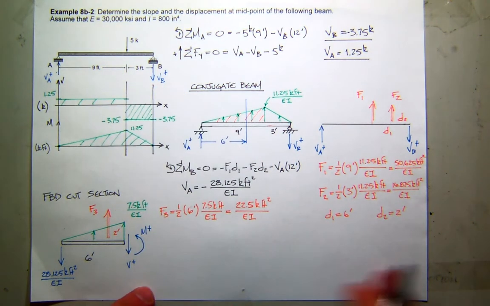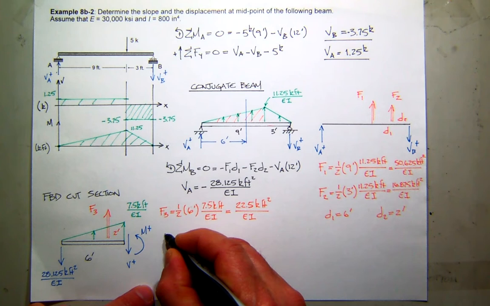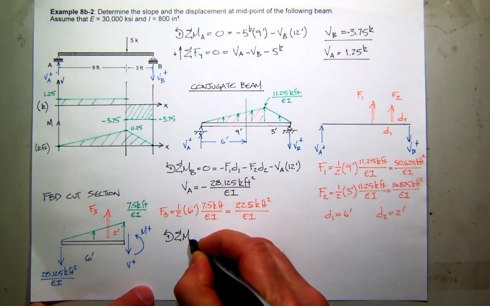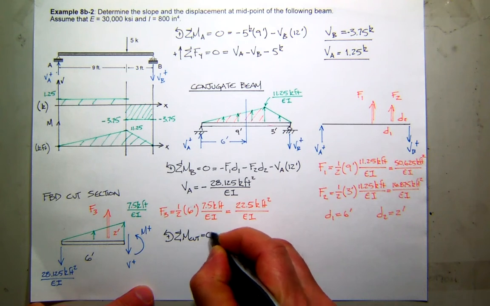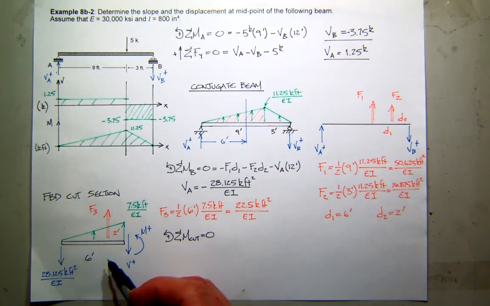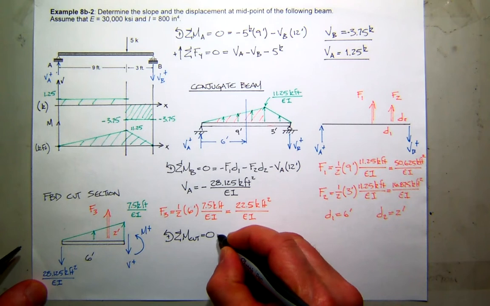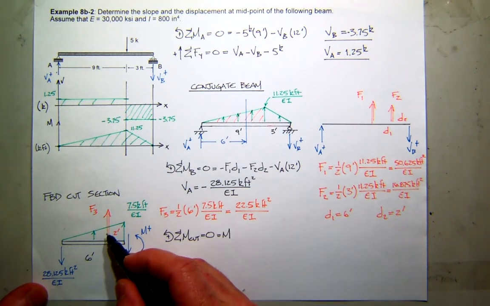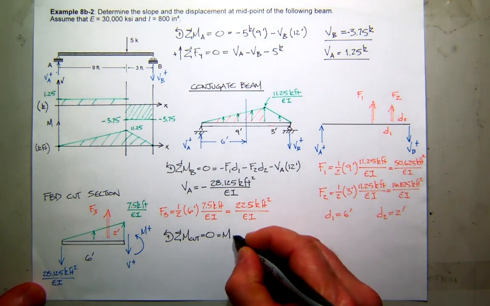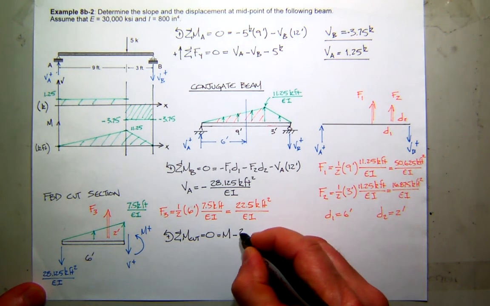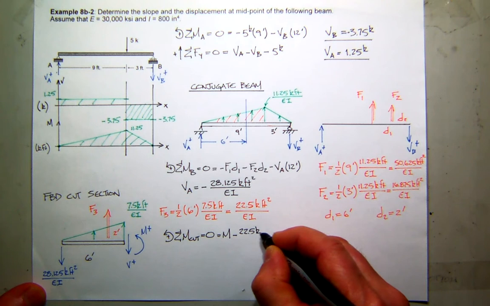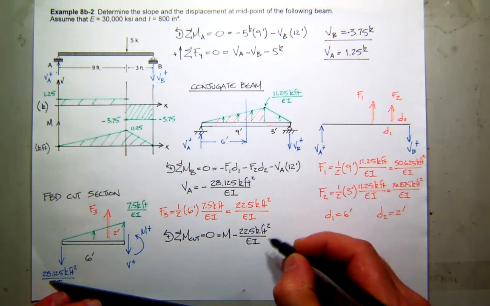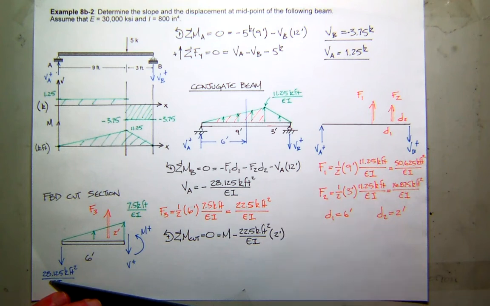So I don't know if I'm going to have enough room to fit all this in here, but we can try. So let's sum moments at the cut, like we do every time. So looking at the sum of the moments here on this section, we start with the moment. That's a positive moment. About the cut, F3 creates what kind of moment? Positive or negative? Negative. So I'm going to have negative 22.5 kip feet squared over EI. That's the force times a distance of 2 feet.